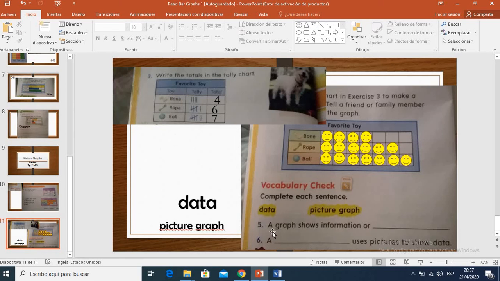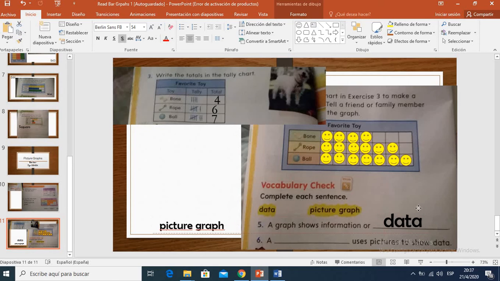Now, let's do vocabulary check. Complete each sentence. I'm going to read the sentence and you tell me what is the word that completes the sentence. This one says data and this one says picture graph. Okay? The first one says, a graph shows information or data. Okay? You're going to write data.